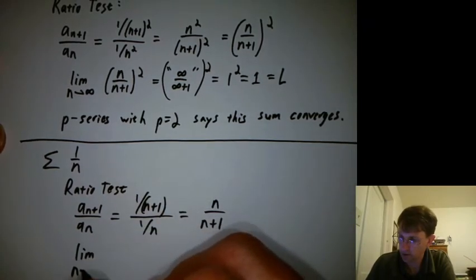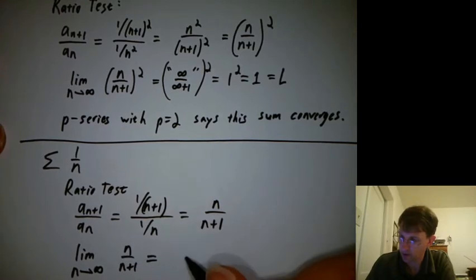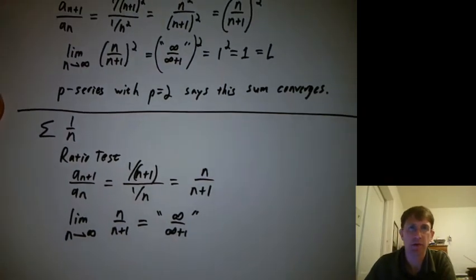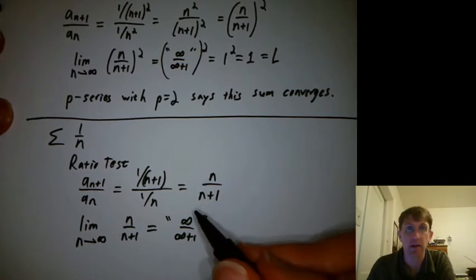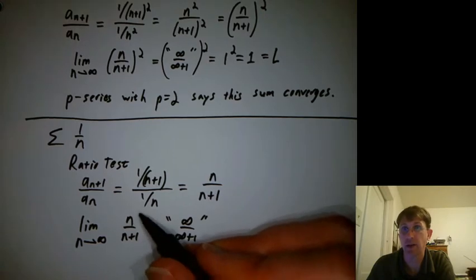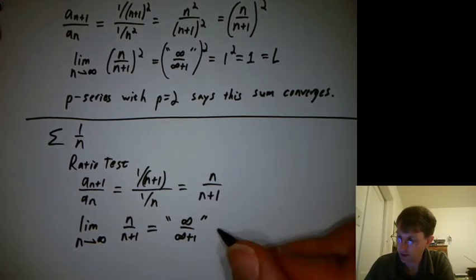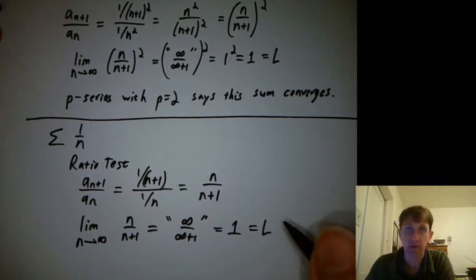So then we'll take the limit as n goes to infinity of n over n plus 1, and we get infinity over infinity plus 1. Again, not really supposed to write that, but that's sometimes not a bad way of thinking of it. Since the n's are kind of the same order of magnitude here, rather than an n squared in the top and an n cubed in the bottom or something like that. So overall we're getting 1, which we'll call L.